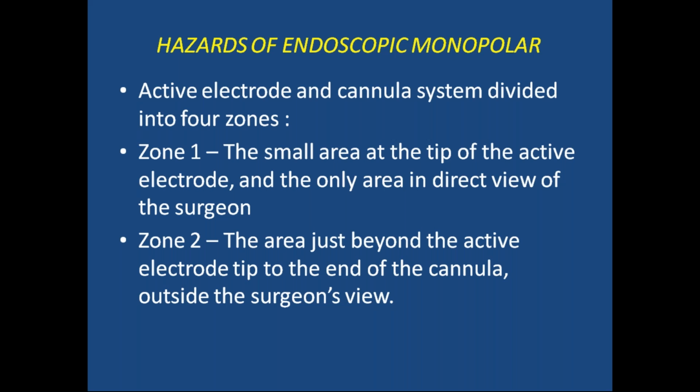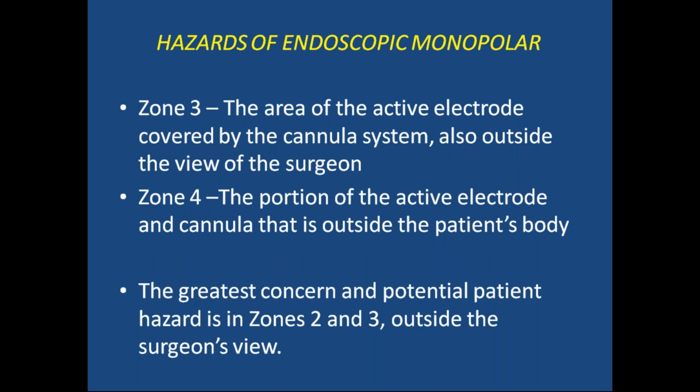The active electrode and cannula system are divided into four zones. Zone 1 is the small area at the tip of the active electrode, and the only area in the direct view of the surgeon. Zone 2 is the area just beyond the active electrode tip to the end of the cannula, outside the surgeon's view. Zone 3 is the area of the active electrode covered by the cannula system, also outside the view of the surgeon. And zone 4 is the portion of the active electrode and the cannula that is outside the patient's body.